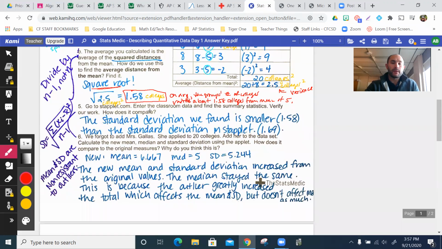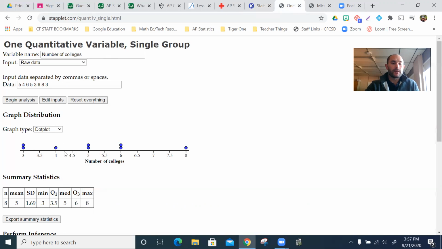Okay, so you go to Statlet, statlet.com, enter this data in, and they found a different standard deviation than ours. It was a little bit bigger, it's 1.69. So you go over here and enter it in, and you can see the standard deviation is 1.69. Here's the same dot plot, and we have the mean and the median and everything. The standard deviation is 1.69.